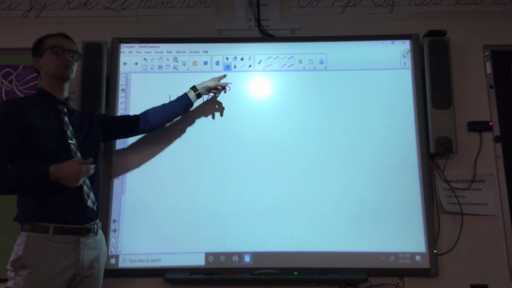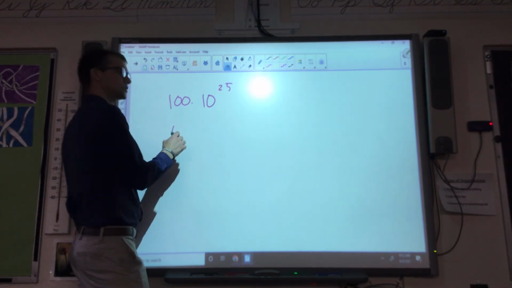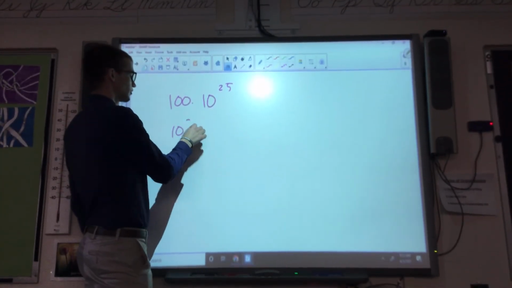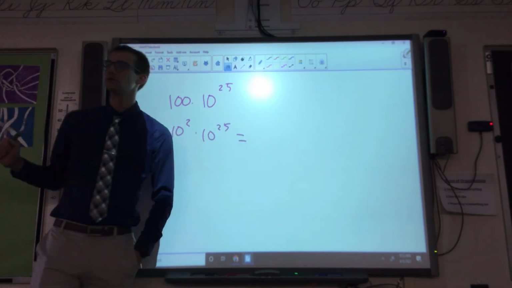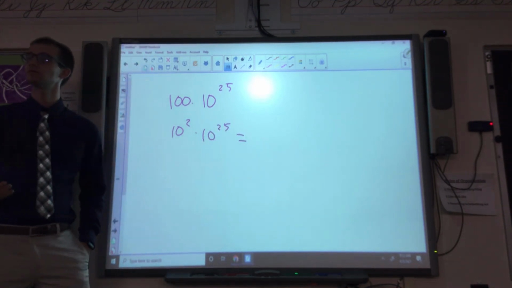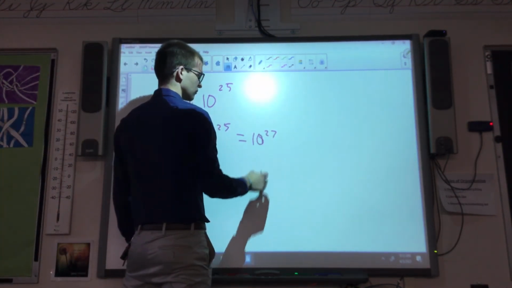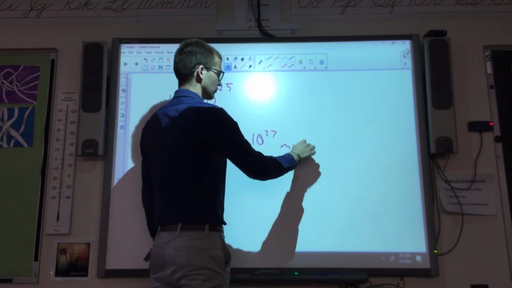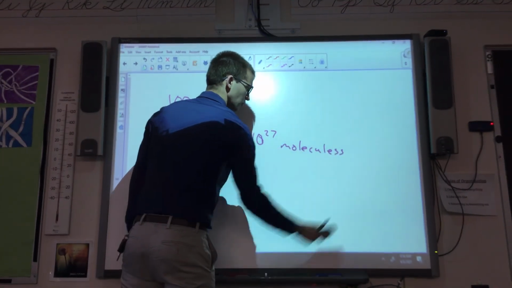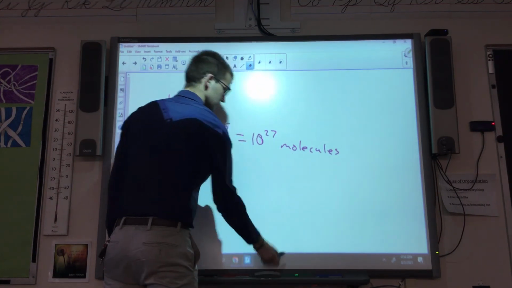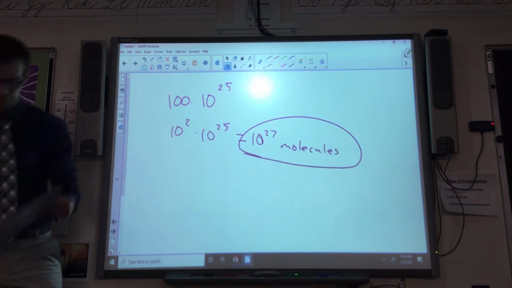If this is 10 to the 25th, 10 to the 1st? Nope. 10 to the 2nd. So you have 10 to the 2nd times 10 to the 25th. So your final answer is going to be 10 to the 27th molecules. Wow, seems very complicated, right? Not really.